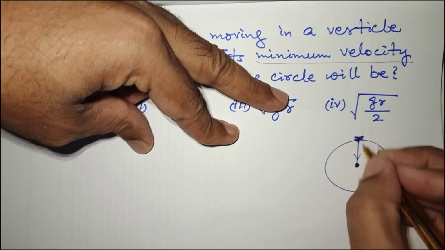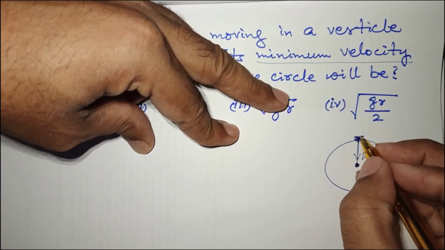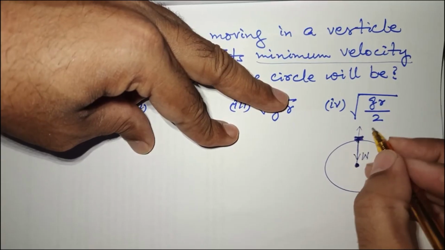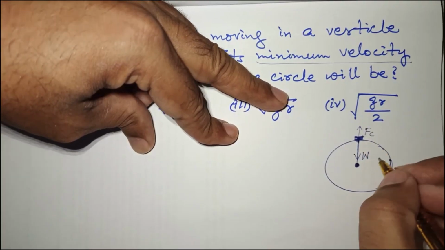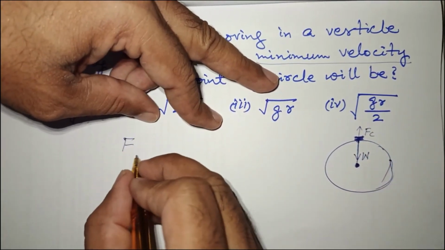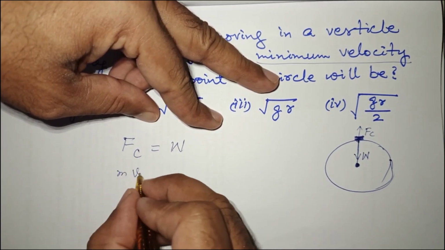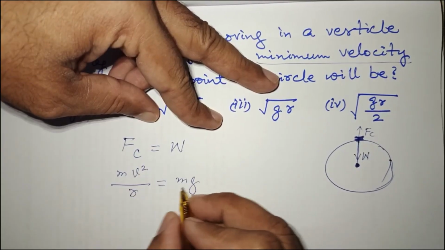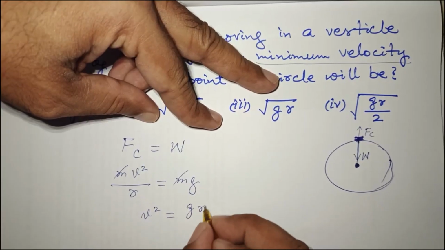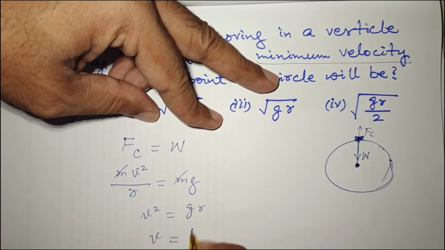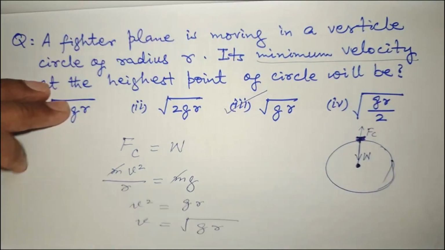At this particular point, there are two forces. Number one is the weight of the aeroplane, which is acting downward. The other is the centripetal force, which is keeping the aeroplane on the circular path. So this is Fc and this is W. Both should be balanced to have minimum velocity. Centripetal force is given by mv square over r. Weight is mg. m cancels with m. V square equals gr. So V equals under root gr. This is the correct option. Now move to the next one.